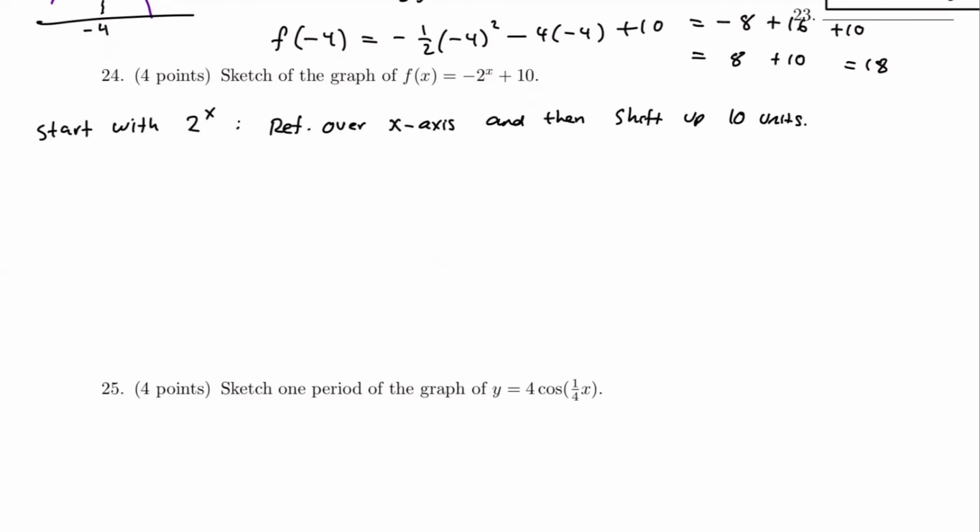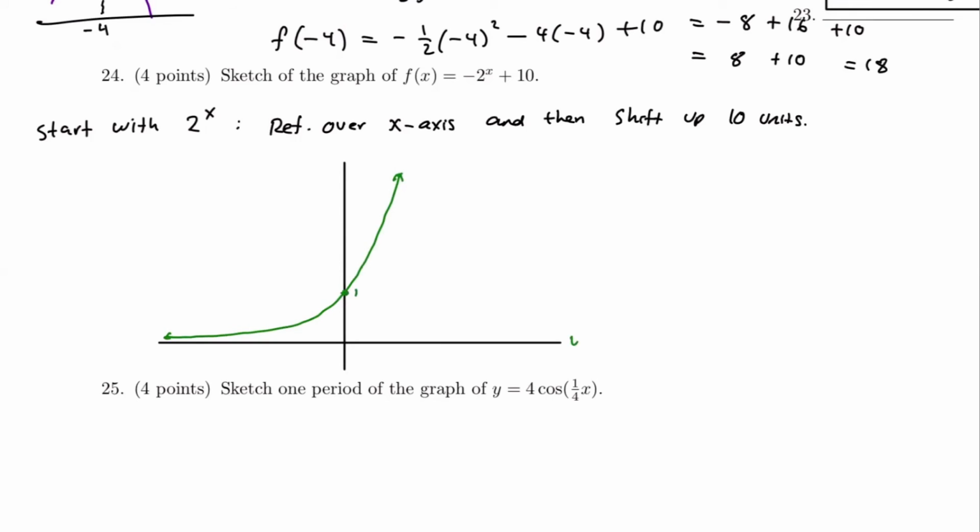So that is our transformations to be applied. I'm going to go ahead and draw my x and y axis like this. So 2 to the x looks like this. It's an exponentially growing function, base 2. This point right here is 1. It has a horizontal asymptote at y equals 0.